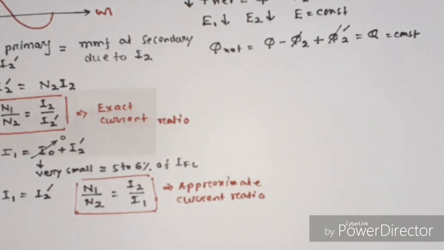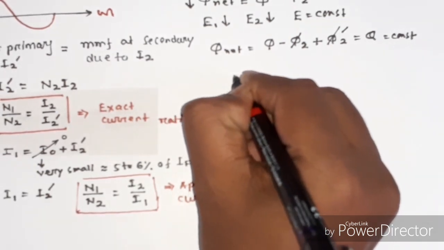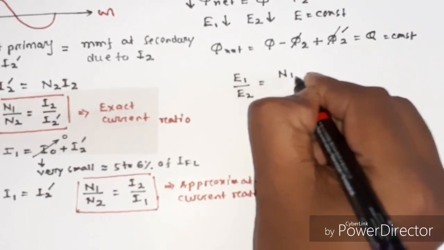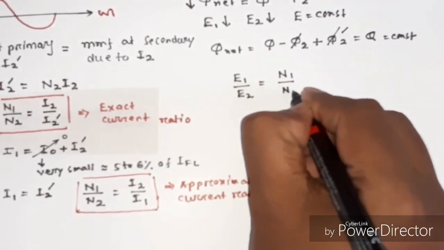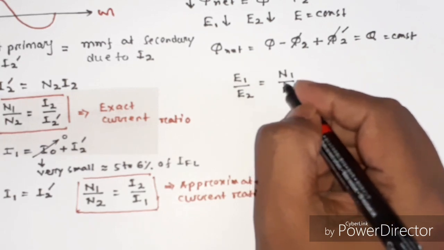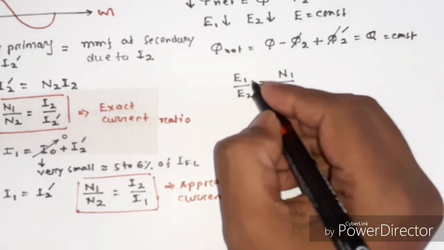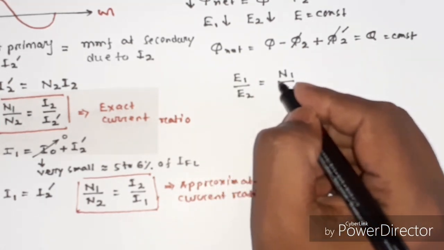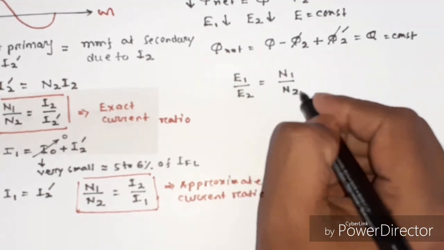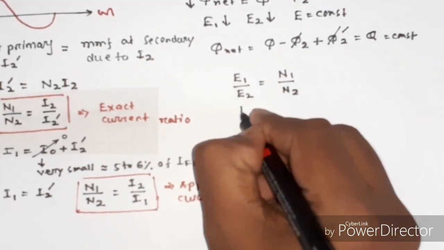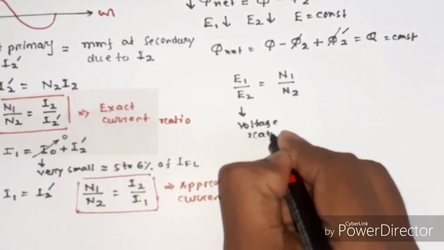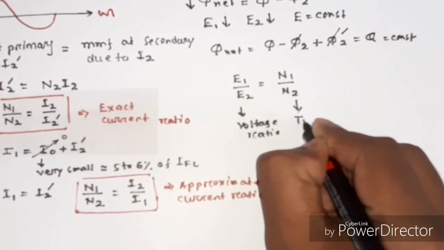Now we have already derived one relation, E1 by E2 equal to N1 by N2, in the EMF equation of transformer video. The link will be given in the description box. You can see how the relation has been established. That is, this is the voltage ratio, and this is the turns ratio.